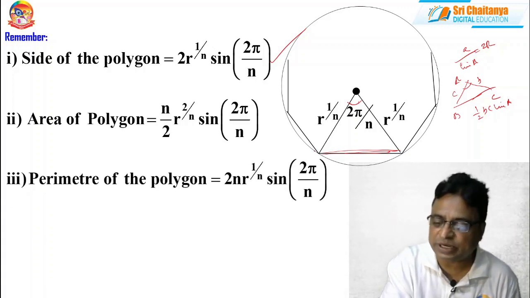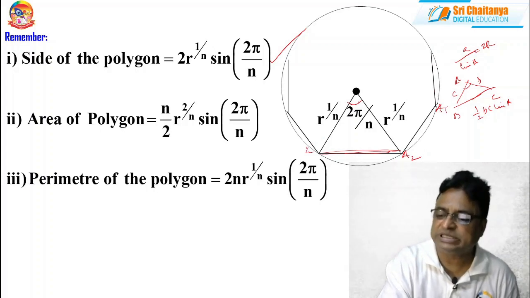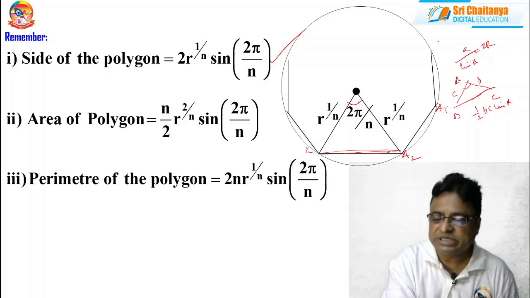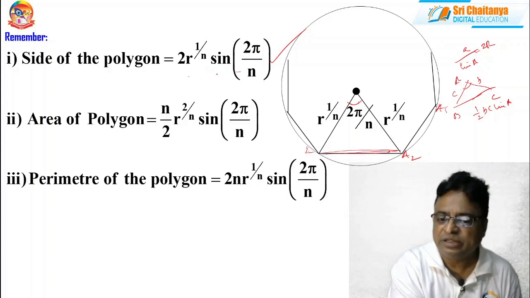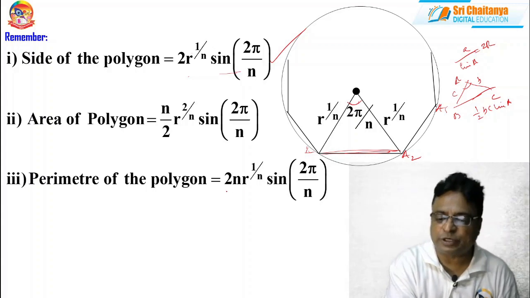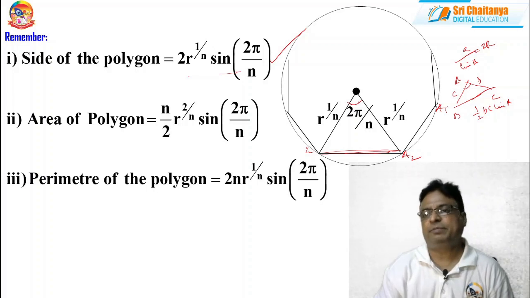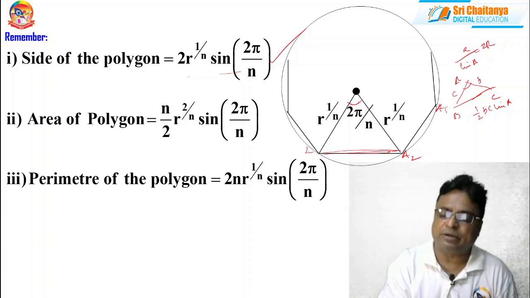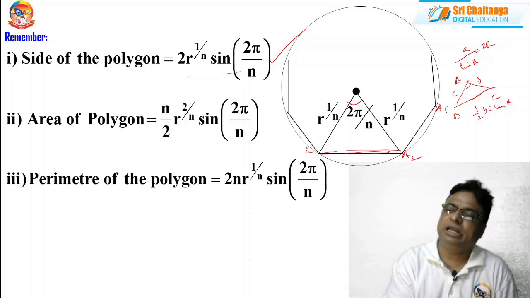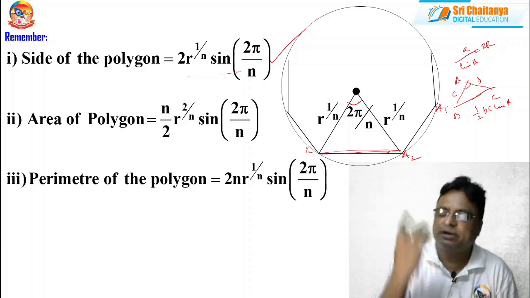And coming to the perimeter of the polygon. Perimeter means what? Suppose this is A1, this is A2, this is A3, and this is A4. What is A1A2 plus A2A3 plus A3A4, like that? I know the side of this polygon. If I want to find the perimeter, add all the n sides. Therefore, it becomes 2n r power 1 by n sine 2 pi by n. This is the perimeter of the polygon. So with the help of the simple diagram, we extracted the side of the polygon, and based on the side, we got the area of the polygon, and then the perimeter of the polygon.